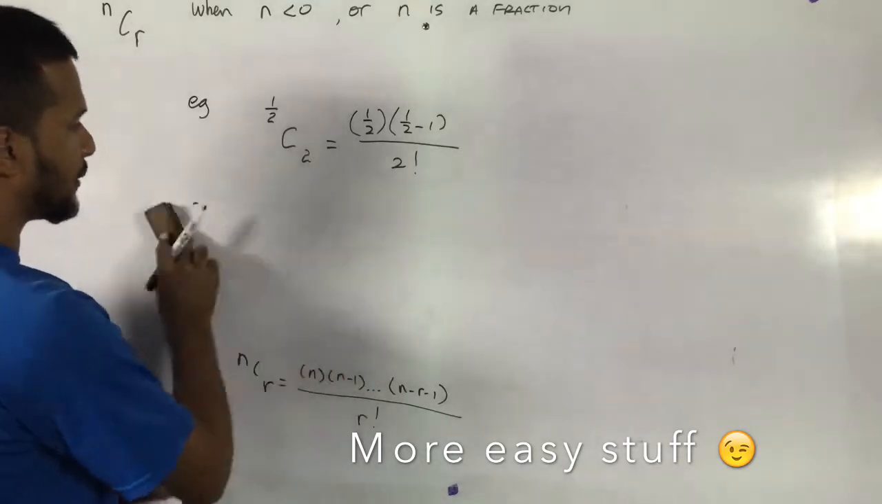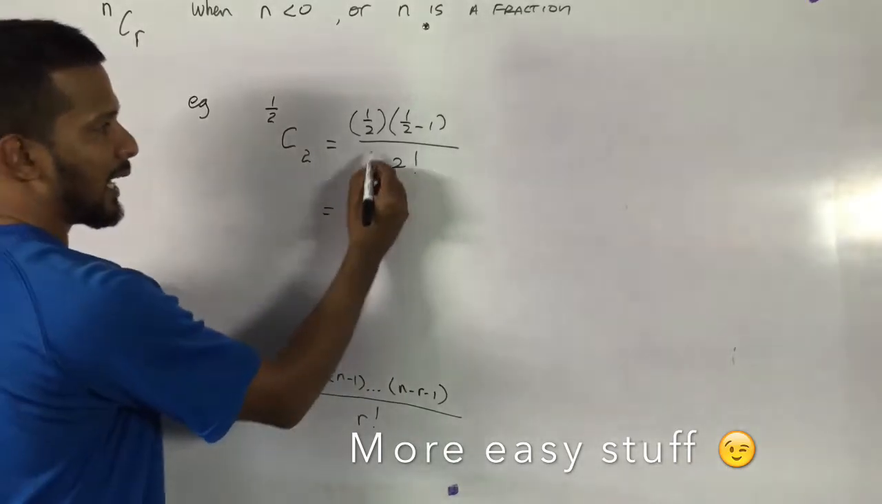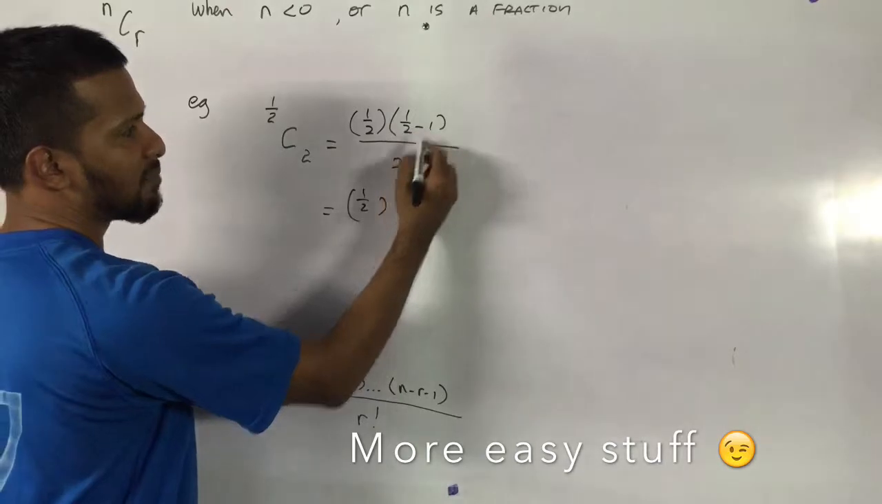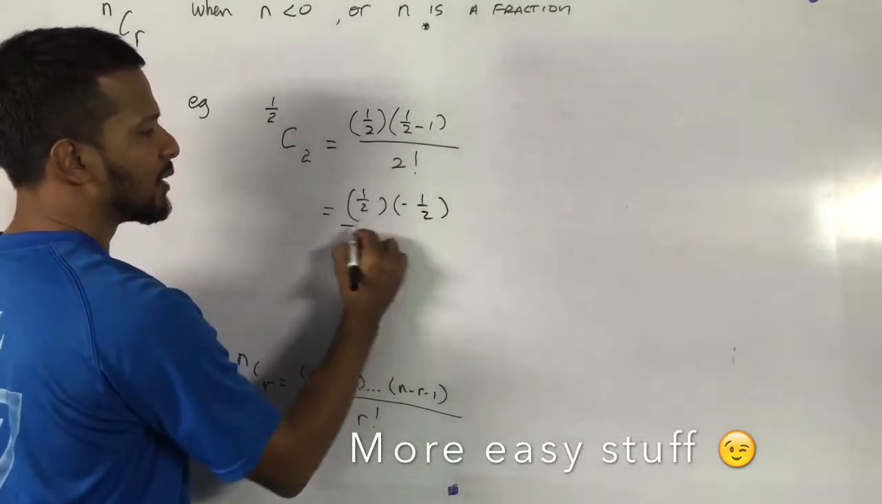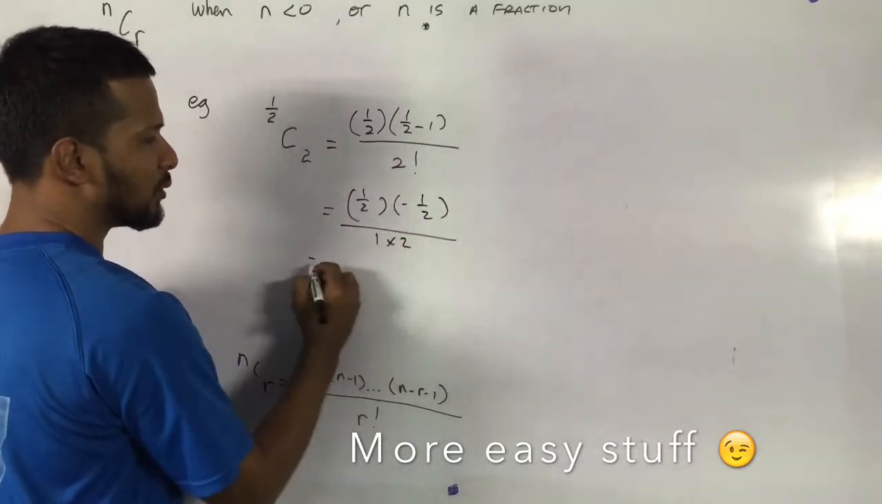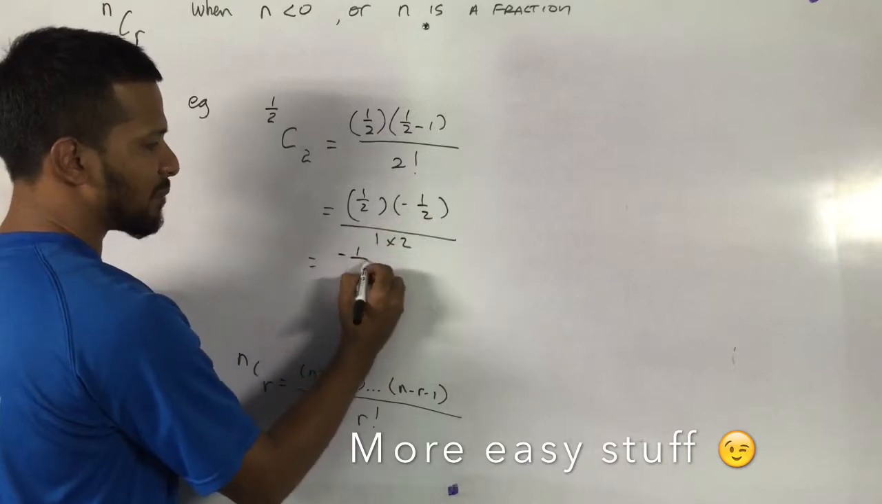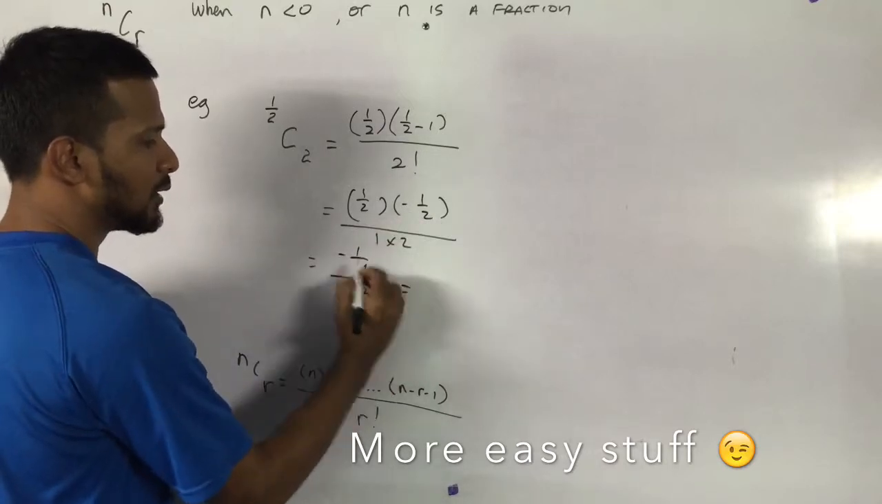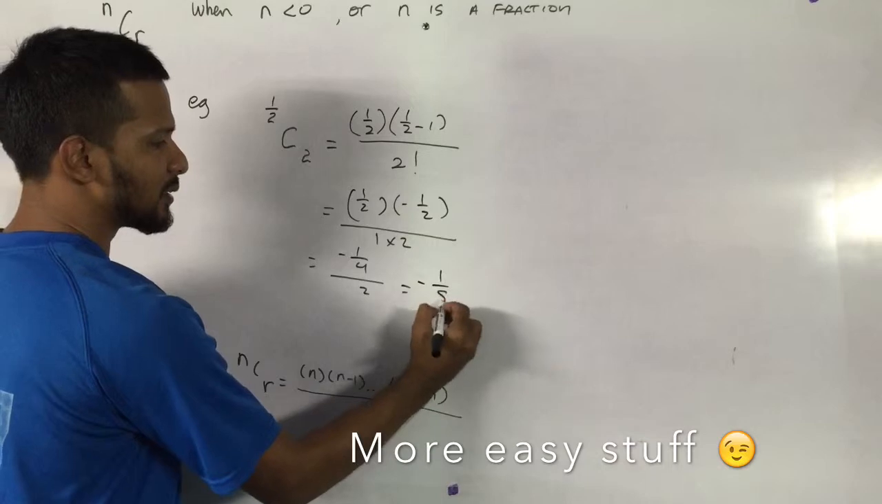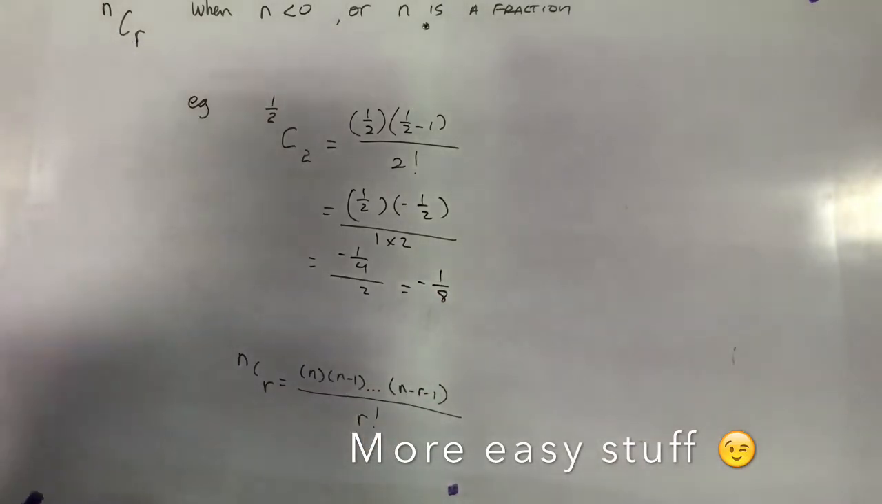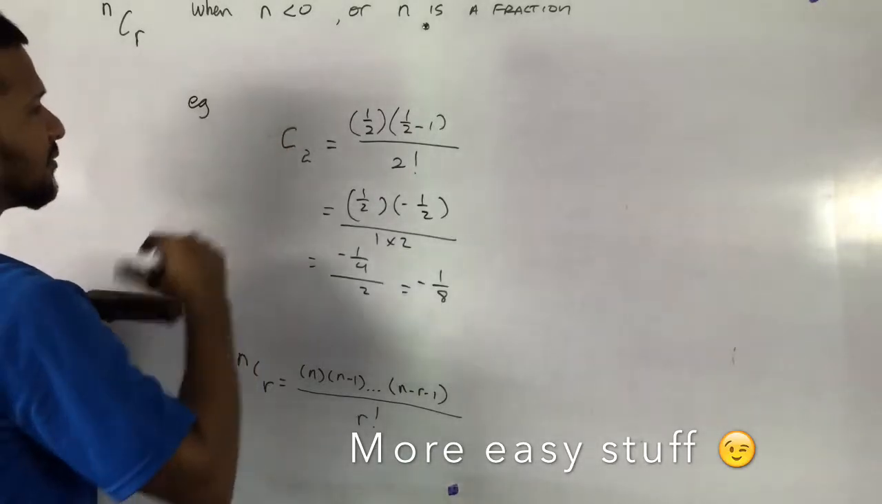Right? I'll leave this one up here. So we'll end up with what? A half minus 1 is minus a half. 2 factorial is 1 by 2. A half by minus a half is minus a quarter, all over 2. A quarter divided by 2 is minus 1/8. That's okay?